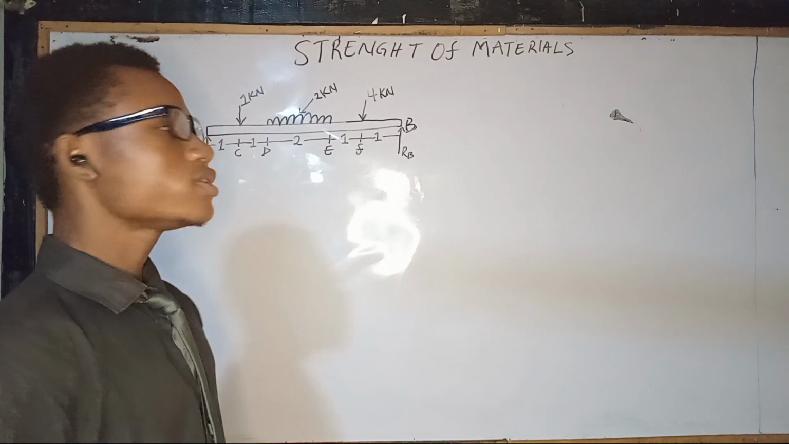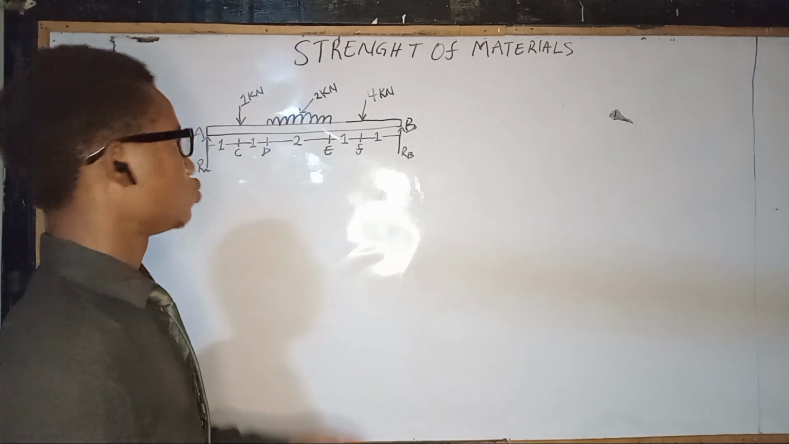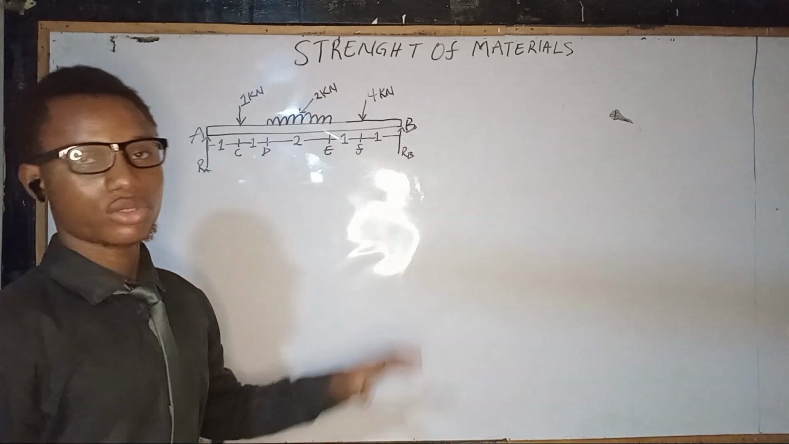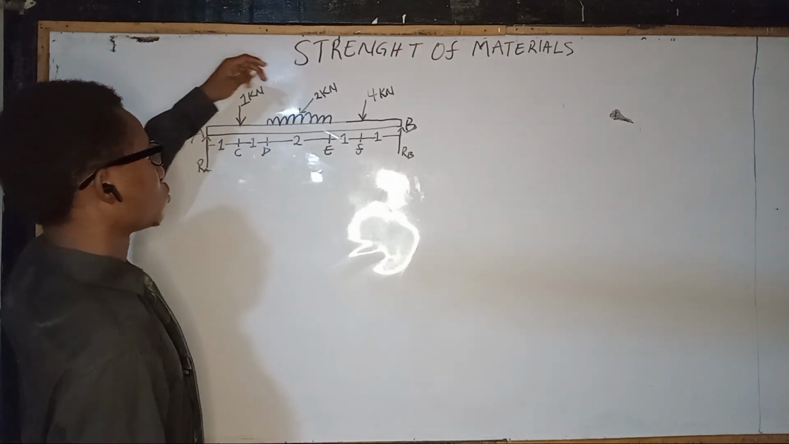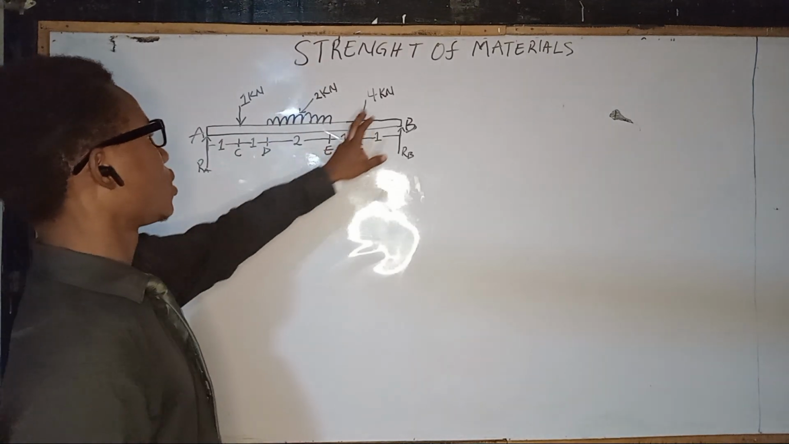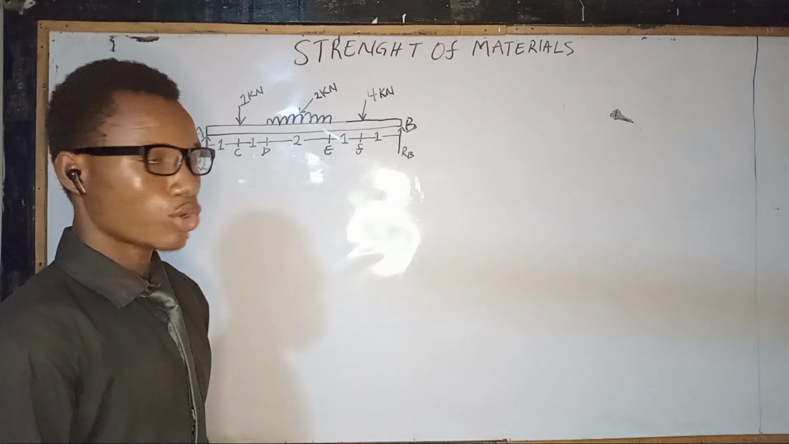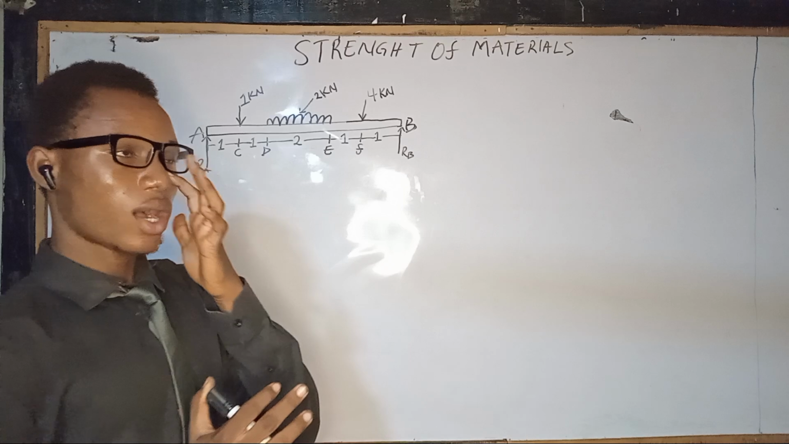So now we are given a simply supported beam with a point load, a UDL load, and another point load. We have a 1 kilonewton point load, a 2 kilonewton uniformly distributed load over a span of 2 meters, and a 4 kilonewton point load. So what we do here is we first look for our reactions.